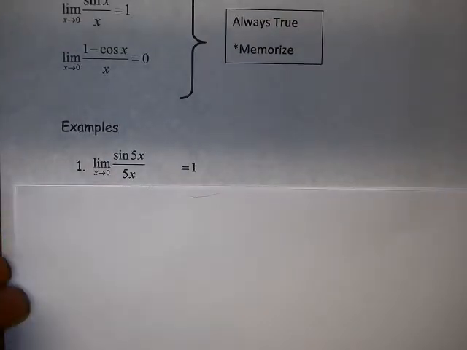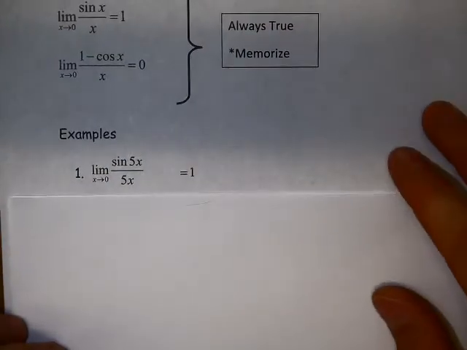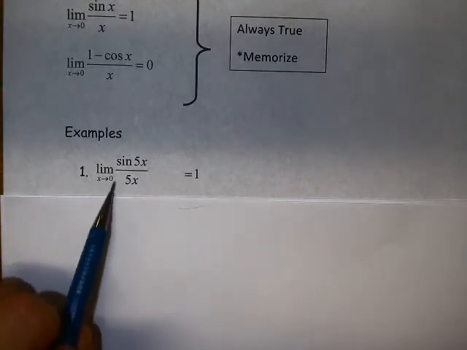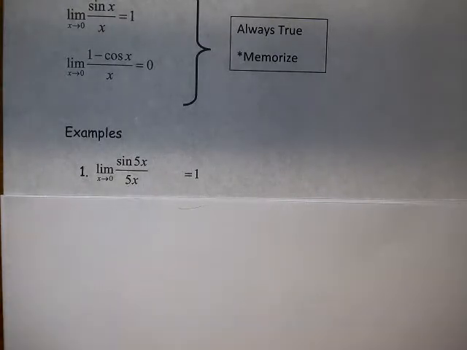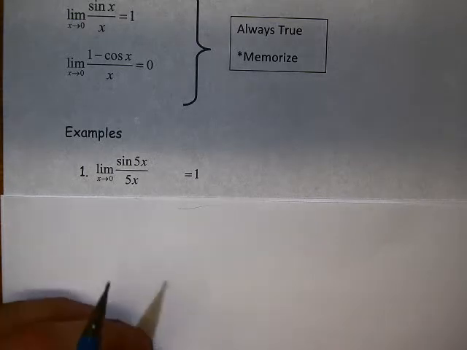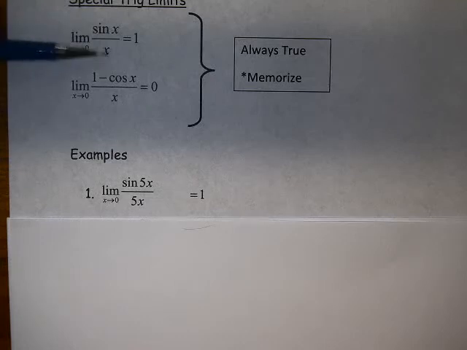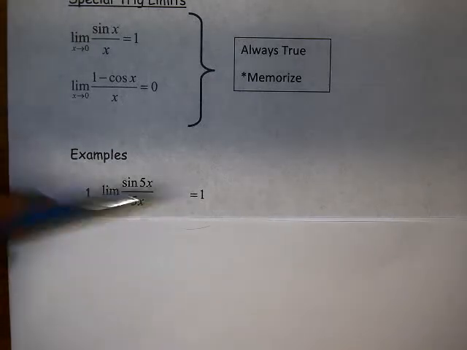In our first example, as always, we're going to start off with an easier example. Here I have the limit as x approaches 0 of sine of 5x over 5x. This really fits the form of sine of x over x. As long as the argument of the sine is the same as your denominator, that limit is equal to 1.